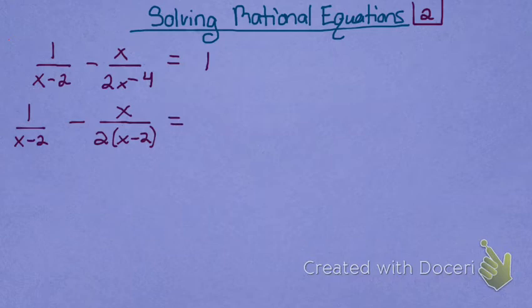So now let me identify what my LCD is going to be. The least common denominator between all of them will be 2 times x minus 2. And that's because that is the common denominator that each denominator can divide into. Even though I have it equal to 1, there's technically a 1 in the denominator.